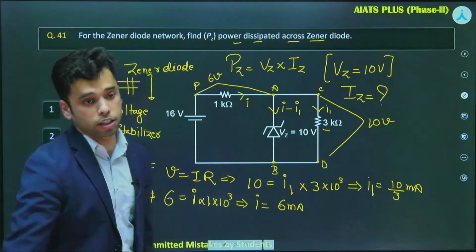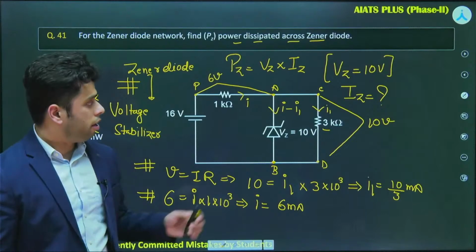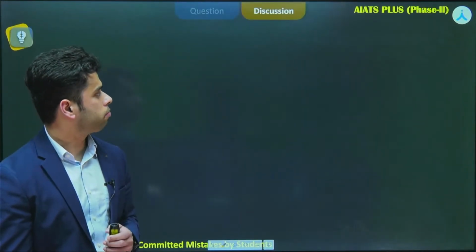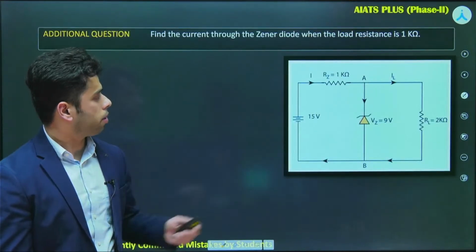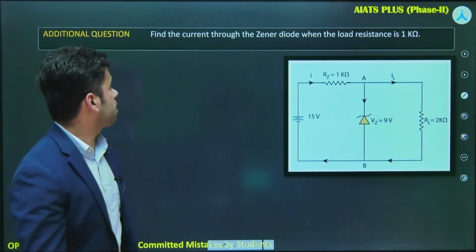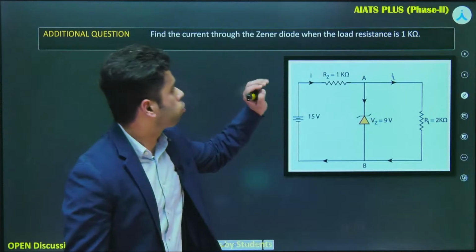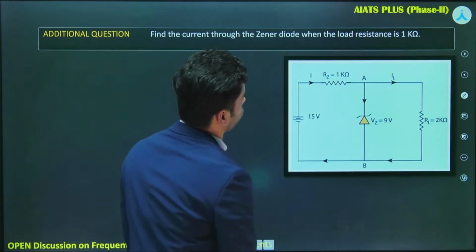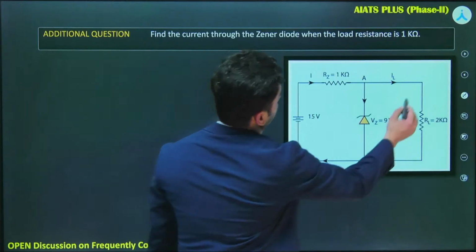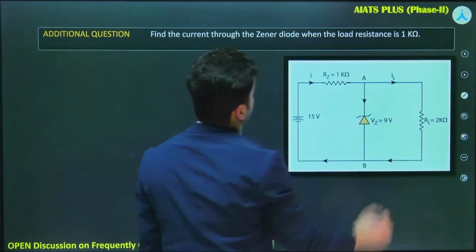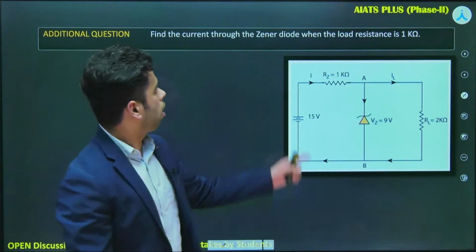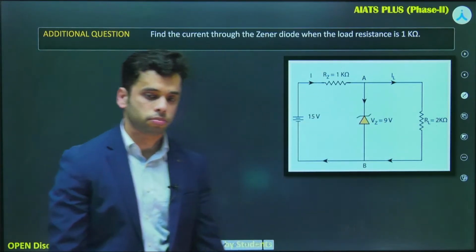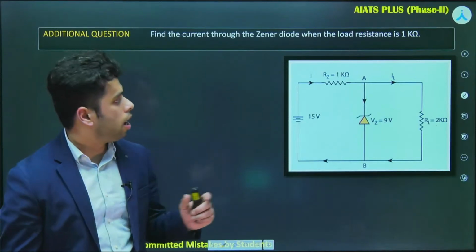I hope this problem is clear to you. If you understood this problem, help me to solve this one. You need to find the current through the Zener diode when the load resistance is 1 kilo ohm. This one is 2 kilo ohm, this one is 1 kilo ohm. You need to find the current through the Zener diode for this circuit setup. Anyone, put the answer in the comment box. I'm waiting for your answer.